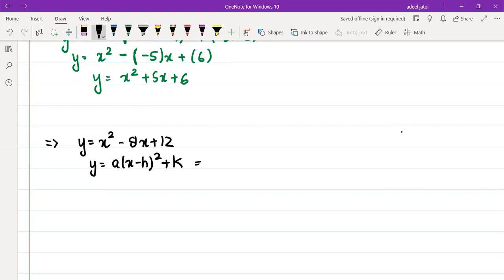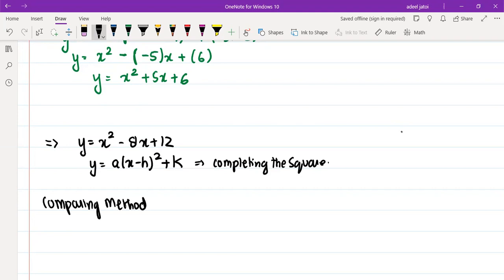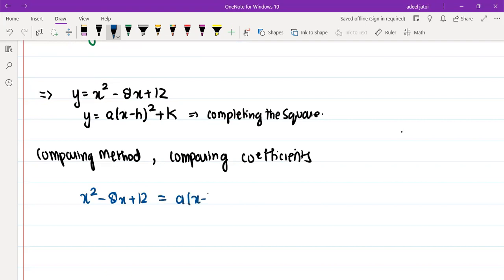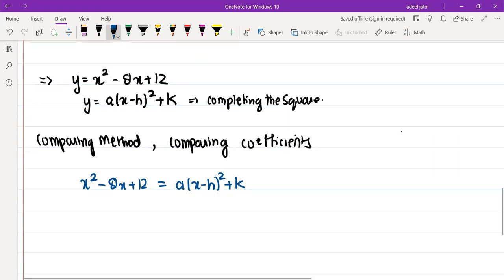Now, if we need to change this to completing the square, what we need to do is use the comparing method, which is comparing coefficients. x square minus 8x plus 12 can be compared to a(x minus h) whole square plus k.